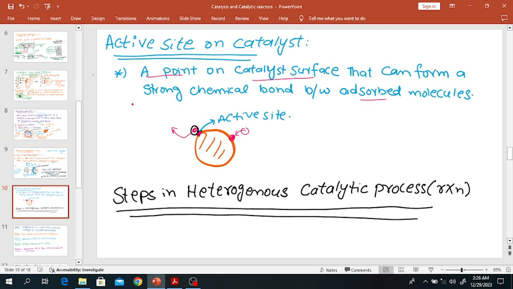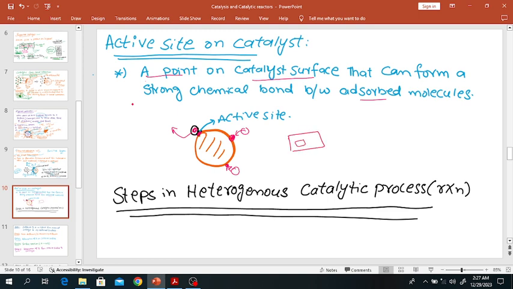So these are the active sites. Similarly, suppose this is another active site. So it is a point which is responsible for the adsorption of a molecule. We have already discussed this one.